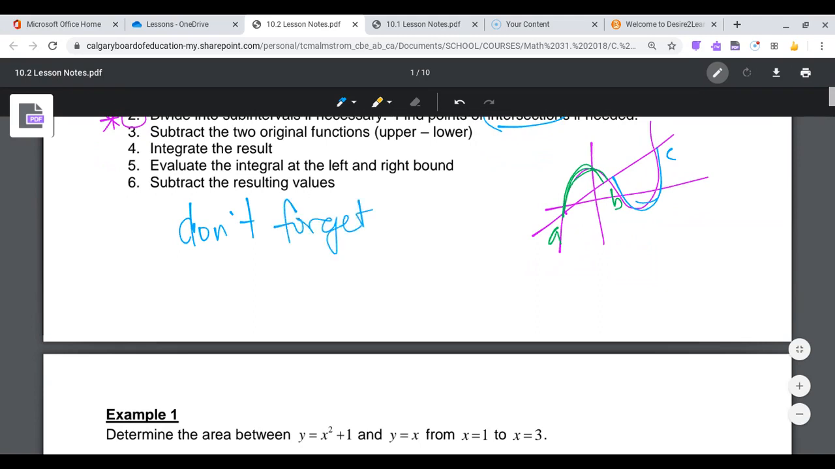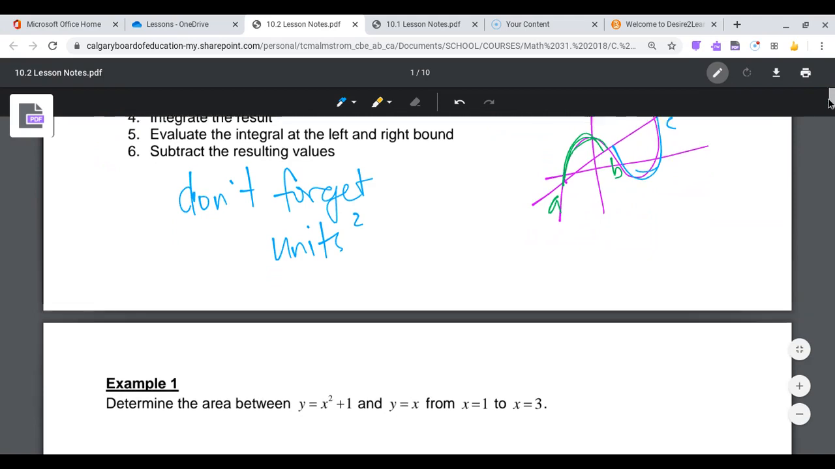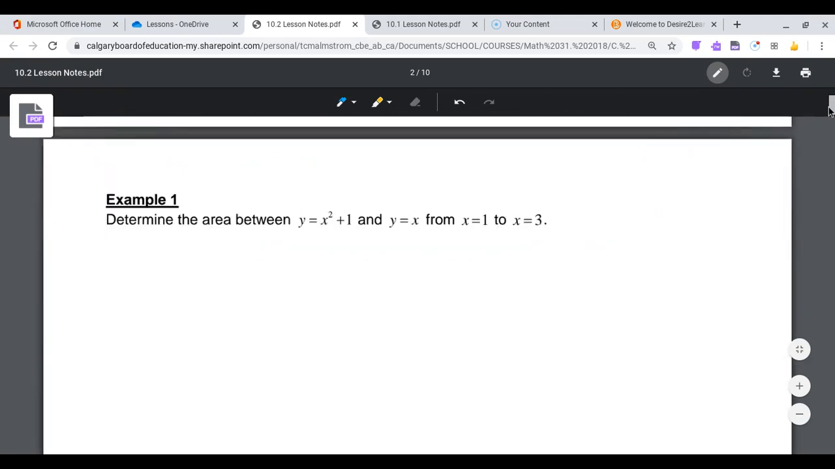Don't forget units, because we are calculating area. All right, let's try one. Example 1, determine the area between y equals x squared plus 1 and y equals x.